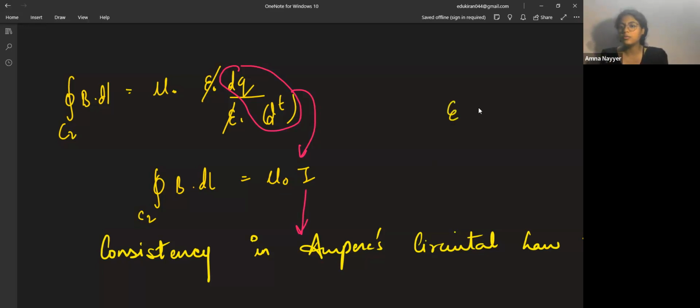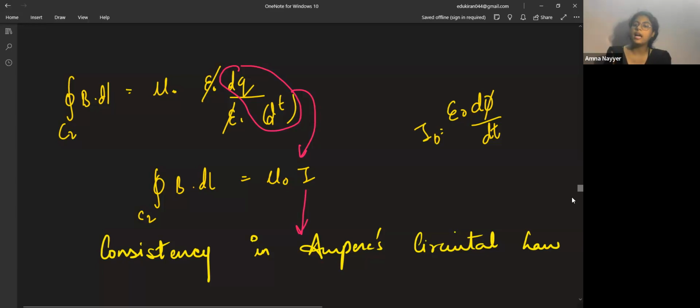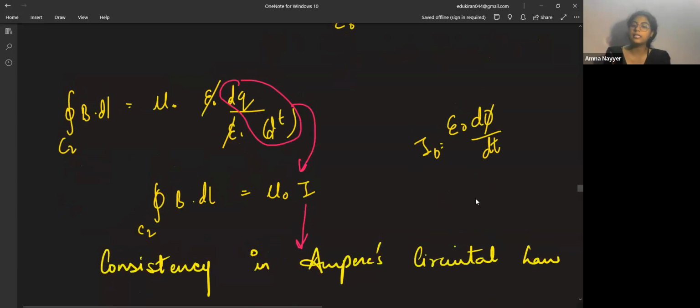Once we use this formula, displacement current is equal to epsilon naught d phi over dt, and then we use Gauss theorem, you can see current is coming back in your circuit. Now this is consistent with Ampere's circuital law. This is the consistency with Ampere's. Write it down. This is clear.